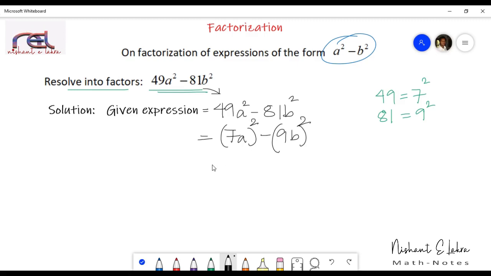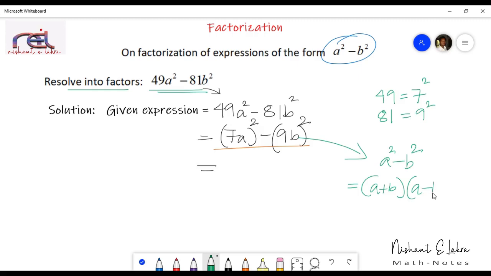Now here you see that the expression on your screen is in the form of a square minus b square, right? And what is the expansion of a square minus b square? The expansion is a plus b in brackets into a minus b in brackets, right? So we just have to replace the values and then we will get the answer. Remember that 7a represents a and 9b represents b.